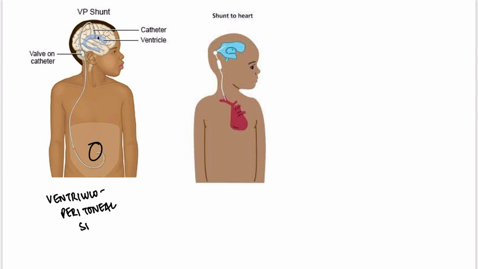On the other hand, look at the second image. One end of the shunt is in the ventricles and the other is in the artery connecting the heart. This is known as VA shunt, that is ventriculoarterial shunt. Right?